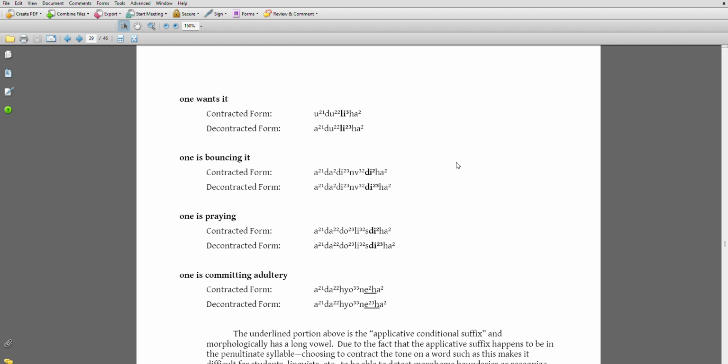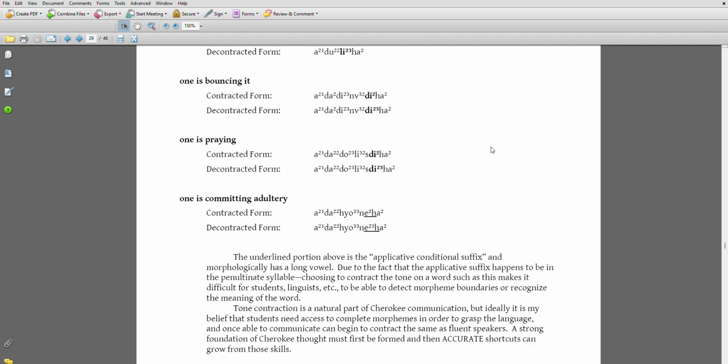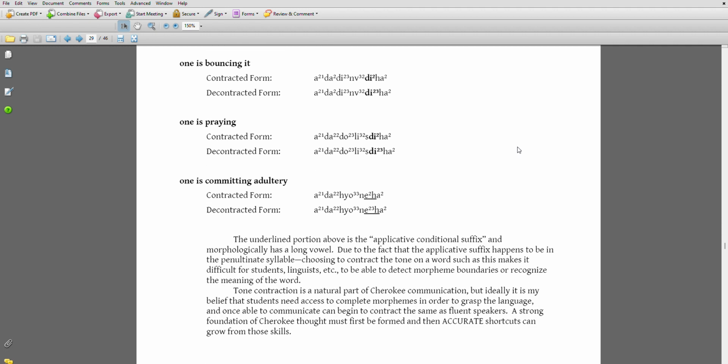Decontracted form, adadolistihan. Adadolistihan. One is committing adultery. Contracted form, adahyonehan. Decontracted form, adahyonehan. Adahyonehan. The underlined portion above is the applicative conditional suffix, and morphologically has a long vowel.